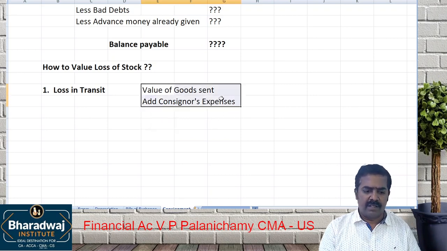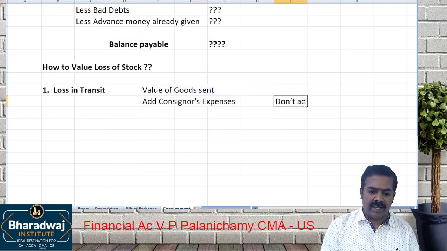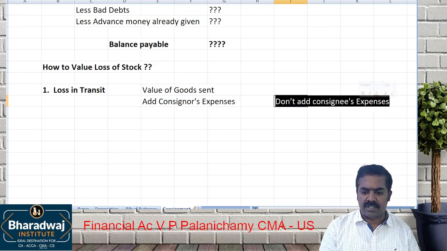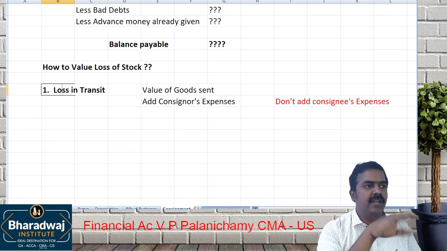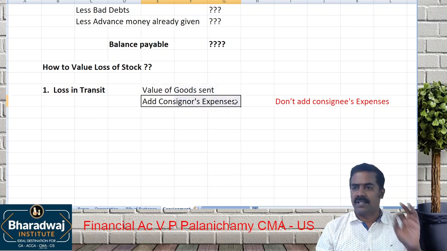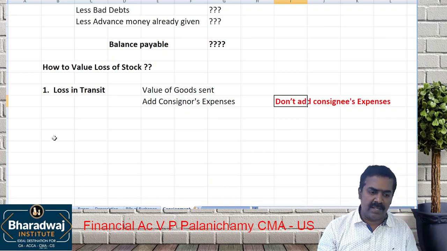Take the value of goods sent and add which one? Consignor's expenses. Don't add consignee's expenses. Why? Goods destroyed after reaching the consignee or before reaching the consignee? Loss in transit. What do you mean by transit? During transport. For example, I sent from Chennai to Bangalore and on the way it is damaged. Now, how to value this? Take the value of goods sent plus consignor's expenses only. Don't add consignee's expenses.